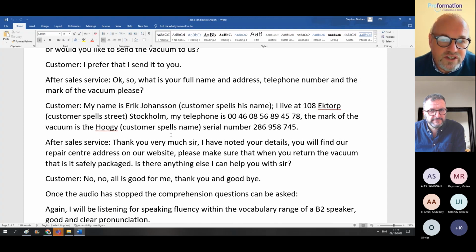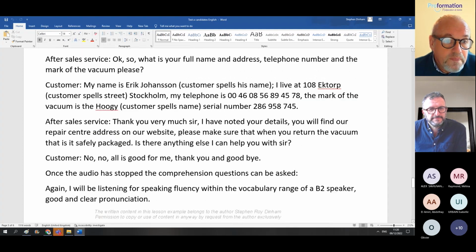So the candidate who has a paper and pen should have written down the details required to tell the interviewer when they are asked the questions.